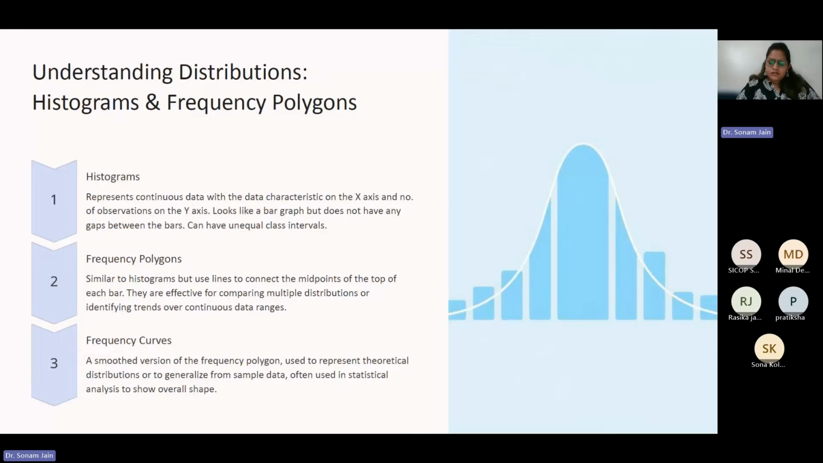And when the bars of the histogram are very narrow, that means your class intervals are very small, then the frequency polygon that you make will no more be a polygon, it will look like a curve, and that is nothing but your frequency curve. It is a smooth version of your frequency polygon, used to represent theoretical distributions or generalized from sample data.